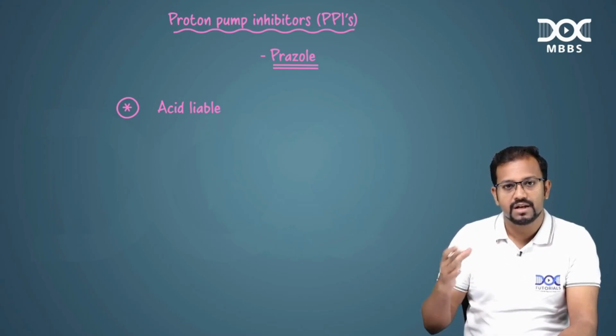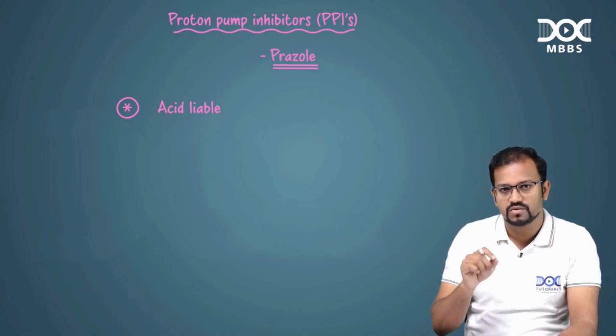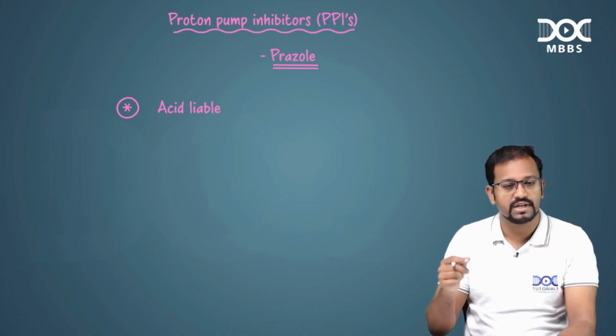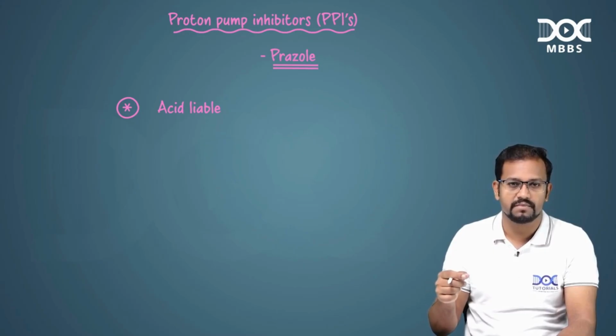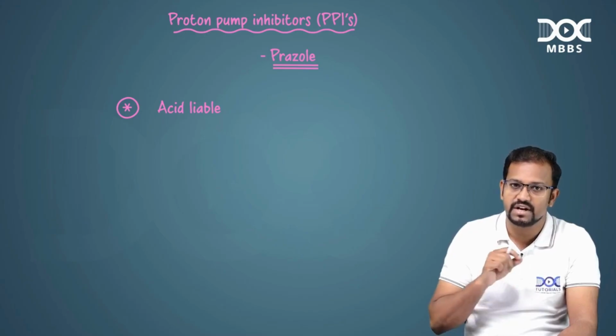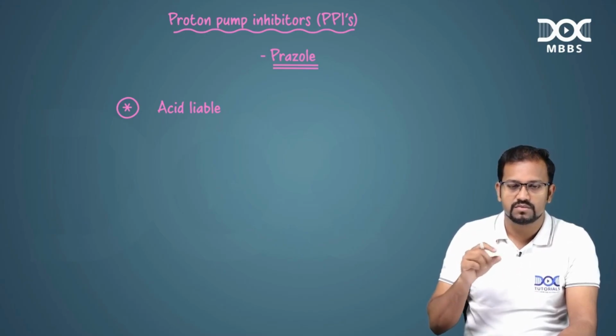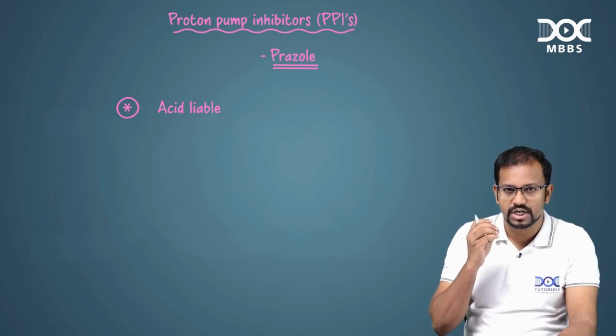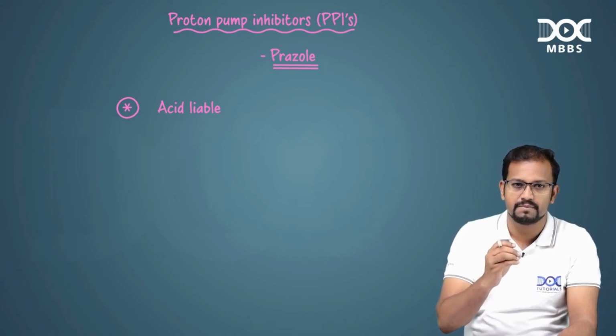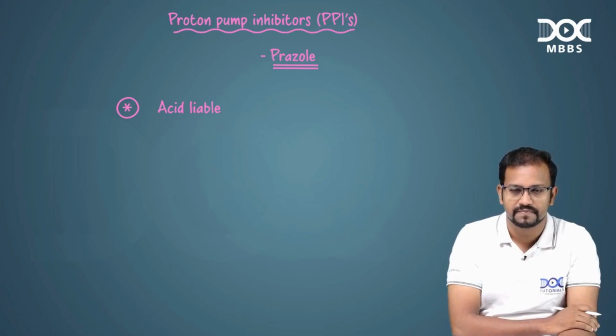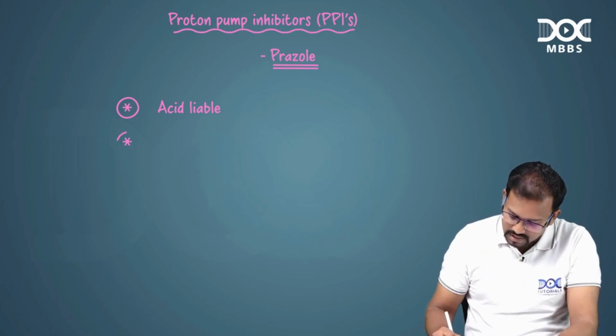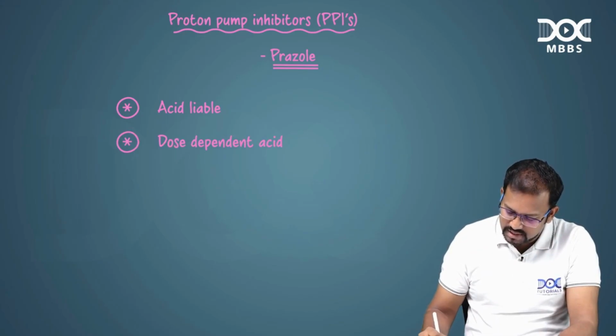So you have to take it before food, and that's also one of the reasons why the majority of the prazole drugs which are currently used in practice are always gastro-resistant tablets, or given in capsule forms. Why? Because we try to make sure that the drug survives the gastric acidic pH inside the stomach. The second point, these tend to produce dose-dependent acid suppression.